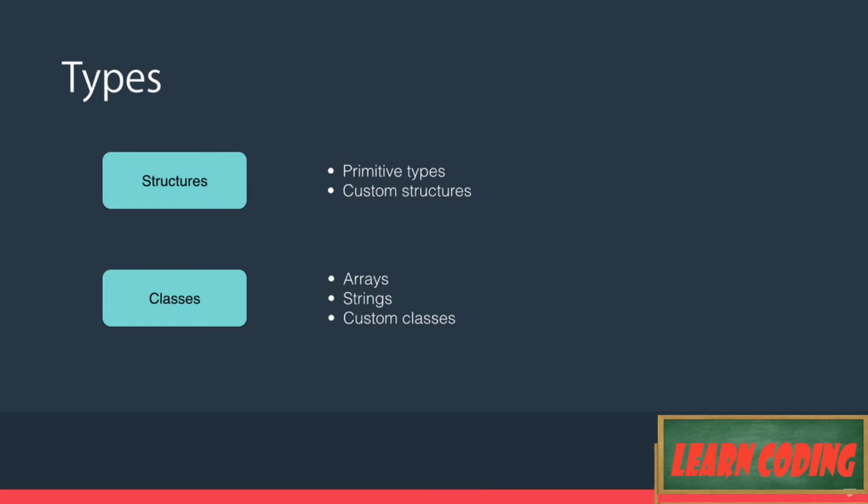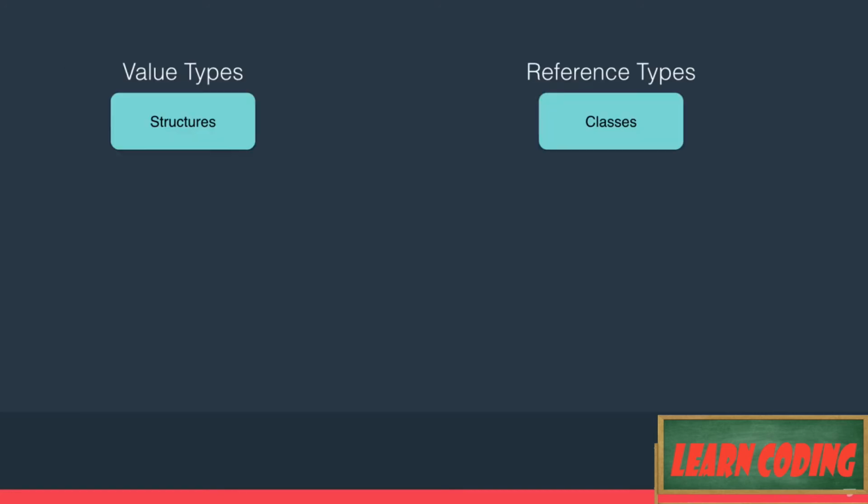Now, in C#, these classes and structures are treated differently at runtime in terms of memory management. And that's what I'm going to cover in this lecture. I want you to understand what happens under the hood in memory, so if your program does not behave the way you expect, you'll be able to troubleshoot it. Structures are what we call value types, while classes are reference types.